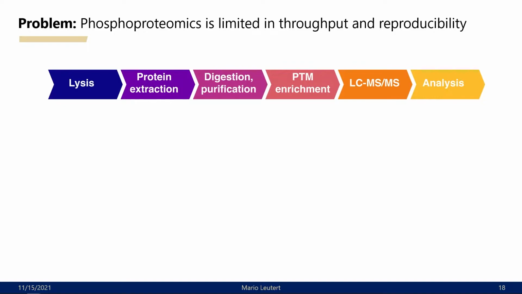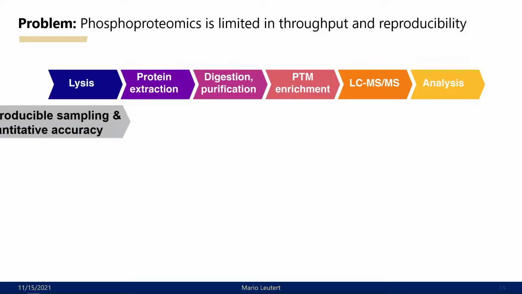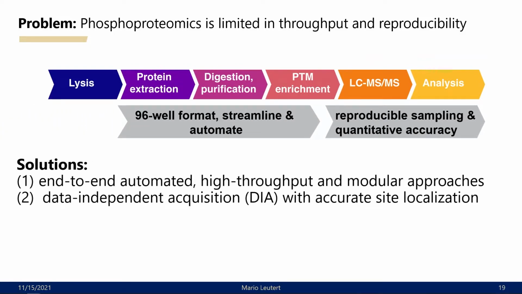The reason for this, for one, is that you have many sample preparation steps that need to be performed before you end up with your phosphopeptides. And then also on the analytical side, there are difficulties because for phosphoproteomics, you rely on peptide-level readouts, and you also need to be able to localize the phosphorylation within the peptide sequence. So our approach to tackle this is our R2P2 method, which you can do in a 96-well format. It's streamlined and automated. And then for the downstream analysis, we use DIA mass spectrometry, data-independent acquisition, in order to reproducibly sample our phosphoproteomes and also gain quantitative accuracy.